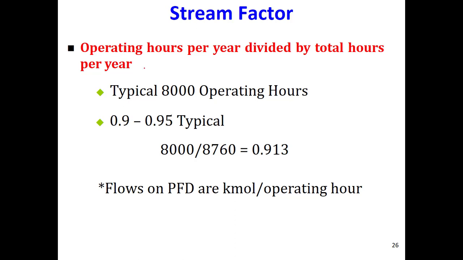For the stream factor, as I said, we also use a stream factor to calculate the cost of raw material. How we calculate this stream factor is the operating hours per year divided by the total hours that we have per year. So let's say, totally, how many hours do we have per year? I think I have done the calculation here.